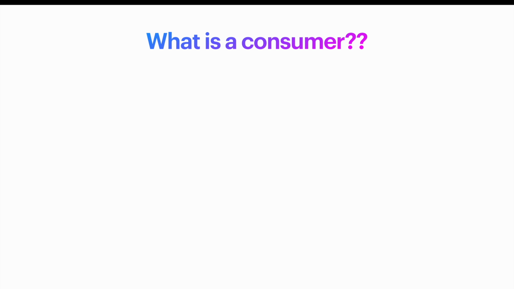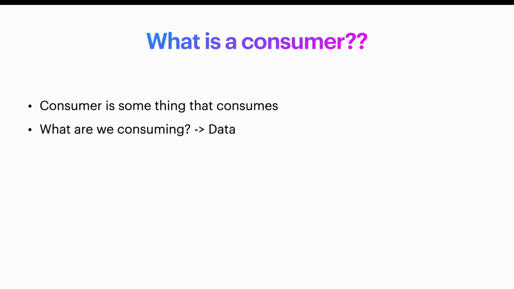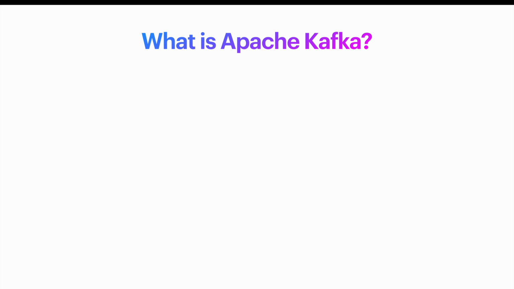So what is a consumer? A consumer is something that consumes. What are we consuming here? We are consuming data. From where? APIs of CoinCap. CoinCap is a crypto data aggregator. They have already exposed a few APIs to get some data. Different types of data are exposed using different APIs. We'll be using those to consume.